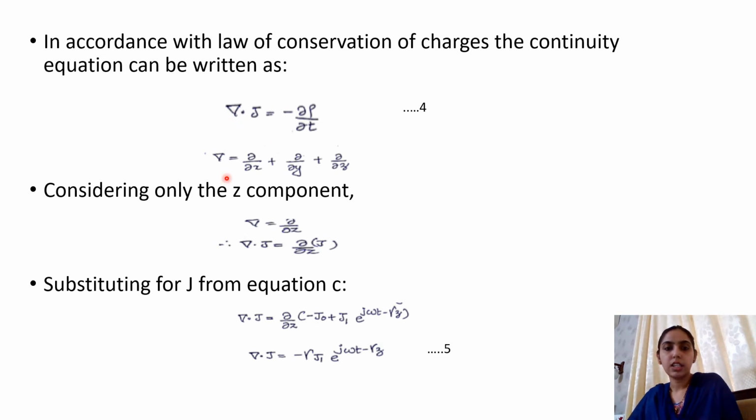We know the expression of del is ∂/∂x plus ∂/∂y plus ∂/∂z. Here we can consider only the z component. We are assuming the direction of propagation only to be in z. So del is expressed as ∂/∂z. So del dot J is ∂/∂z of J. Now we know the expression for J as minus J0 plus J1 e raised to j omega t minus gamma Z. So the expression of del dot J I am getting is the fifth equation as such.